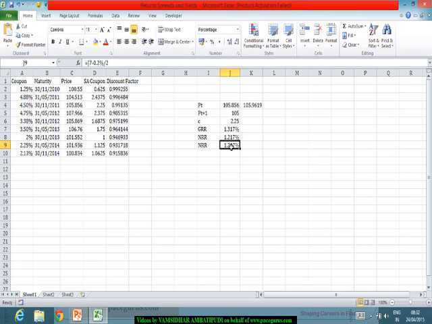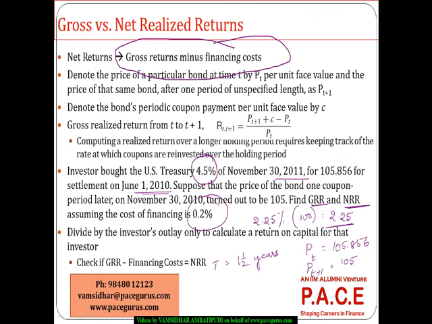So the net rate of return, whether I am computing it through the gross rate of return minus the financing cost mechanism, or from the basic conceptual part, whatever was my original, because if I have financed it, at the end I have to pay this much, which results in an updated return for me during this particular period. And whenever we are talking about this scenario, I will always divide it by the investor's outlay only, because we are calculating the rate of return of the capital for that particular investor.